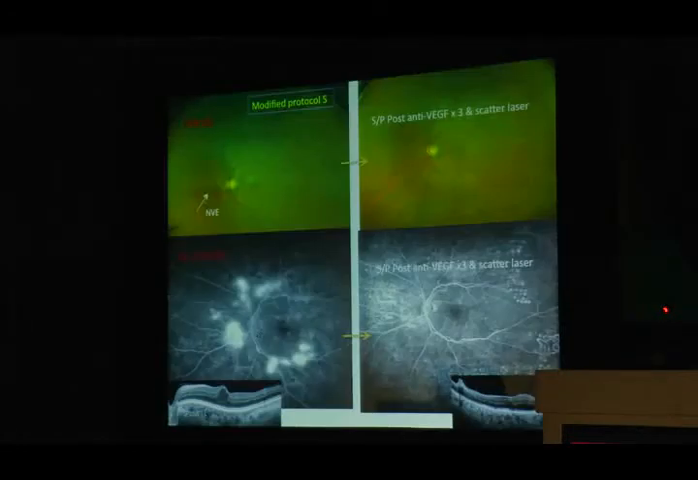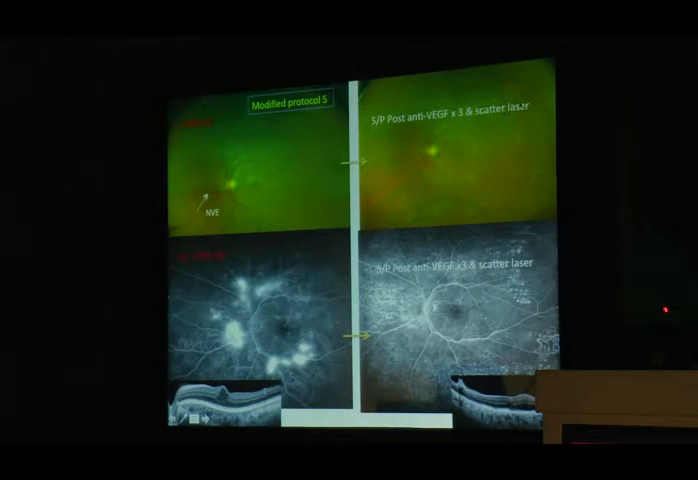Now this is a modified Protocol S. This is my last slide, where I was telling you that Protocol S can be modified. You've got a PDR eye, this and this. This is a color picture. This is the widefield angiography which we've done. You've got PDR with DME. This is the DME on the swept source. And so we gave the anti-VEGF three times, and we did the scatter laser.